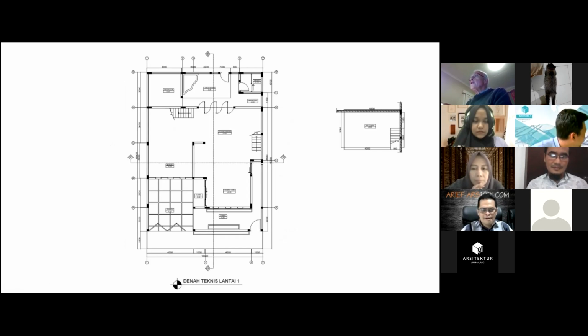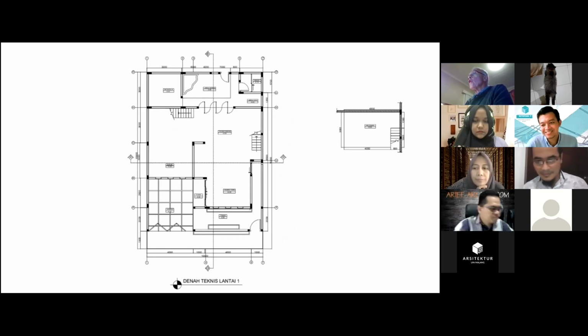And so let's begin by looking at lantai satu, or the ground floor.